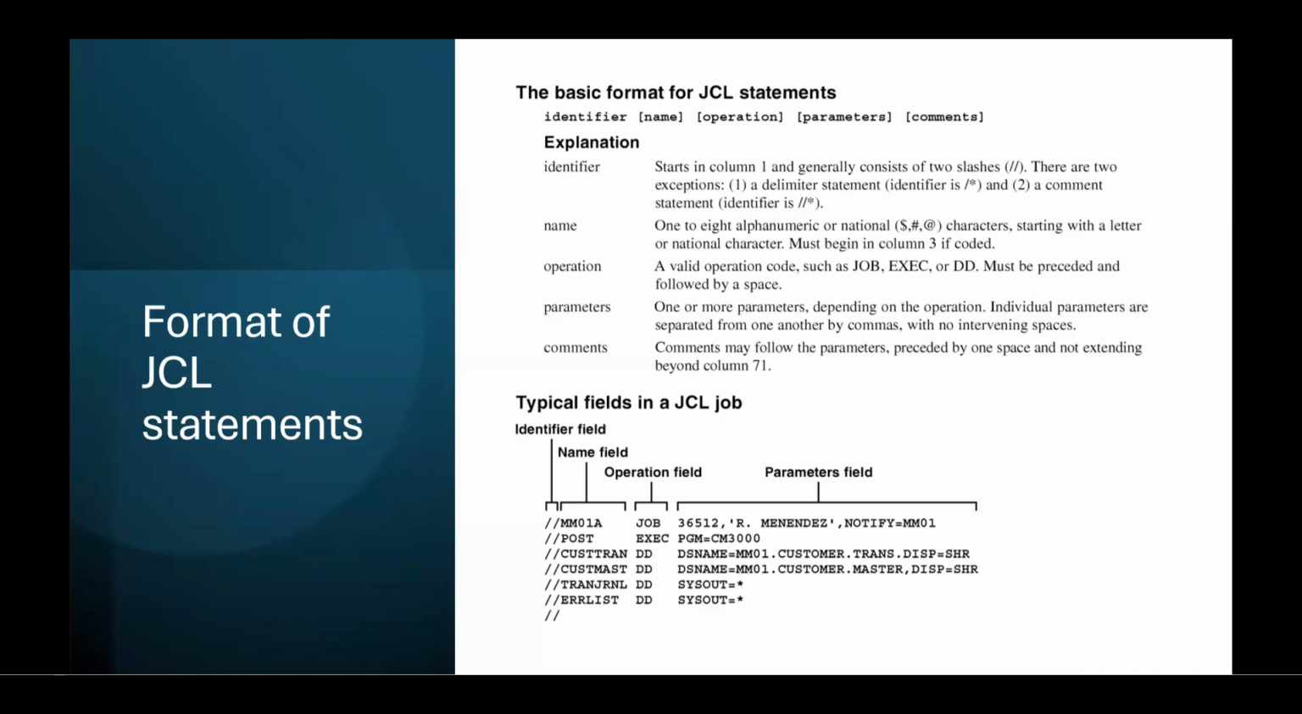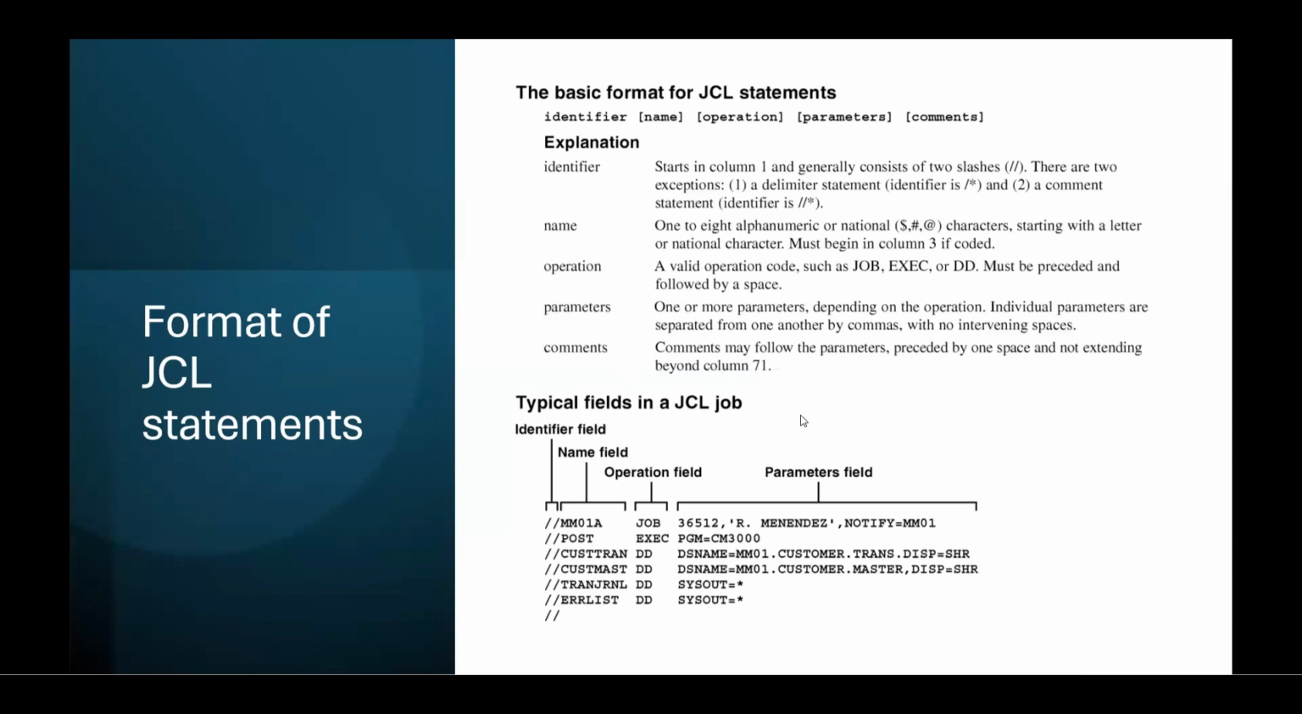And after that, we have the parameter field. So one or more parameters depending on the operation. Individual parameters are separated from one another by commas with no intervening spaces. In this parameter field, you can have the job statement information. You can have the EXEC statement, PGM equals your program value, and all the data set values. So in this parameter field, all the information of the JOB, EXEC and DD statements will have their values. These are the four, and the fifth one is the comment.